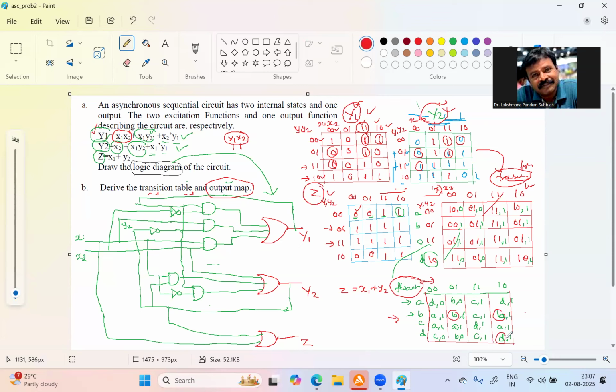Actually, the flow table is not asked, you just complete up to here. This is enough. This table is not necessary for this answer. If suppose they are asking, then this is how you draw the flow table.